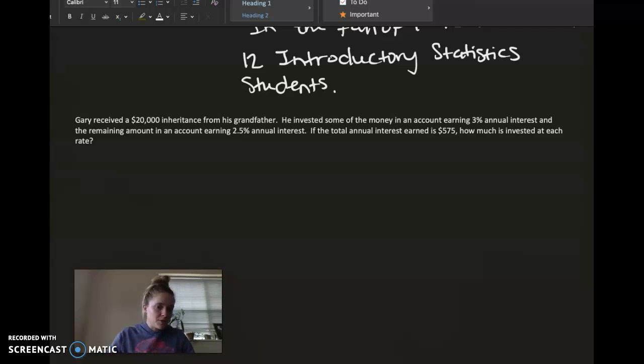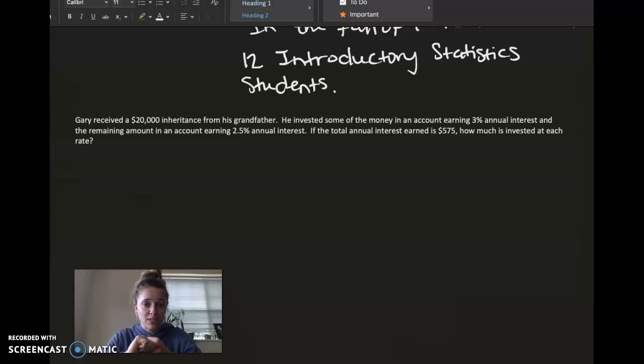So consider the following problem. Gary received $20,000 inheritance from his grandfather. He invested some of the money in an account earning 3% annual interest and the remaining amount in an account earning 2.5% annual interest. If the total annual interest, which means we're only dealing with the interest here, earned is $575, how much is invested at each rate? So what are we actually being asked for? We're asking for the amount of money invested at 3% and the amount invested at 2.5%.